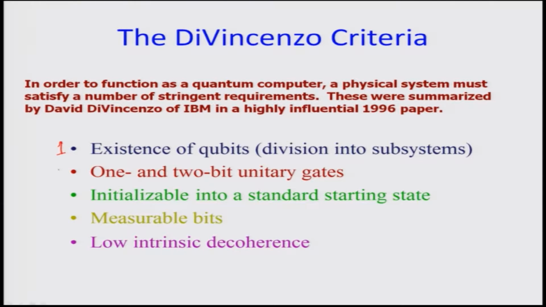Existence of qubits, division into subsystems. And the second part involves one and two bit unitary gate developments. The third one involves the initializability into a standard starting state for the system concerned. So, for example, if you have chosen a subsystem, say the ion trap system, then the first property of the ion trap is to make sure that it has the proper qubits available, which can be isolated into a proper subsystem. Then see that implementability of a few qubit unitary gates are designable and possible. Then the other most important part is the initialization into the standard starting state. Finally, the availability of measurable bits is extremely important, and the critical part of this entire process lies in the low intrinsic decoherence of this entire system.